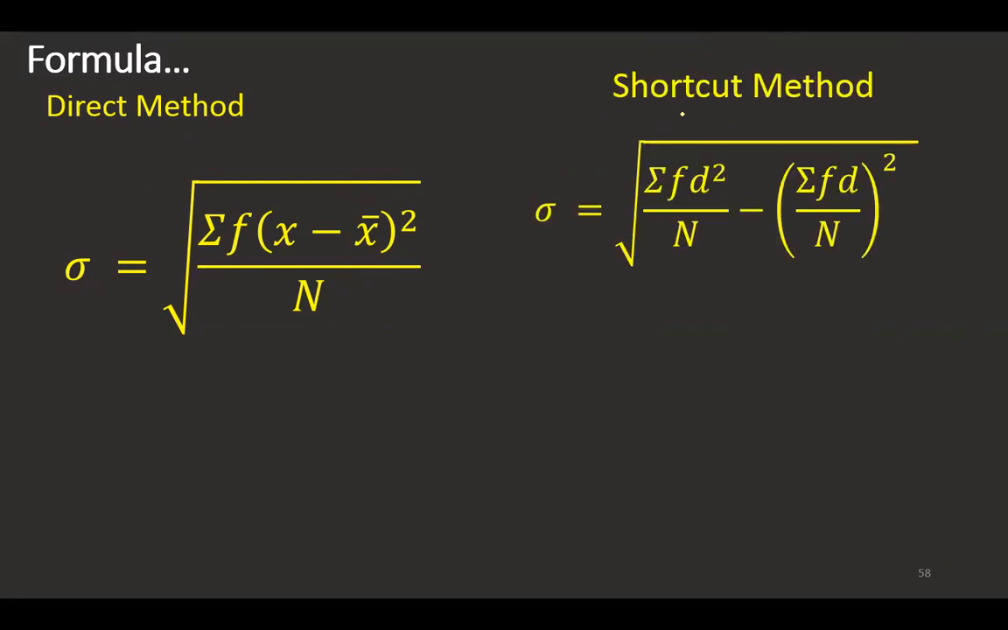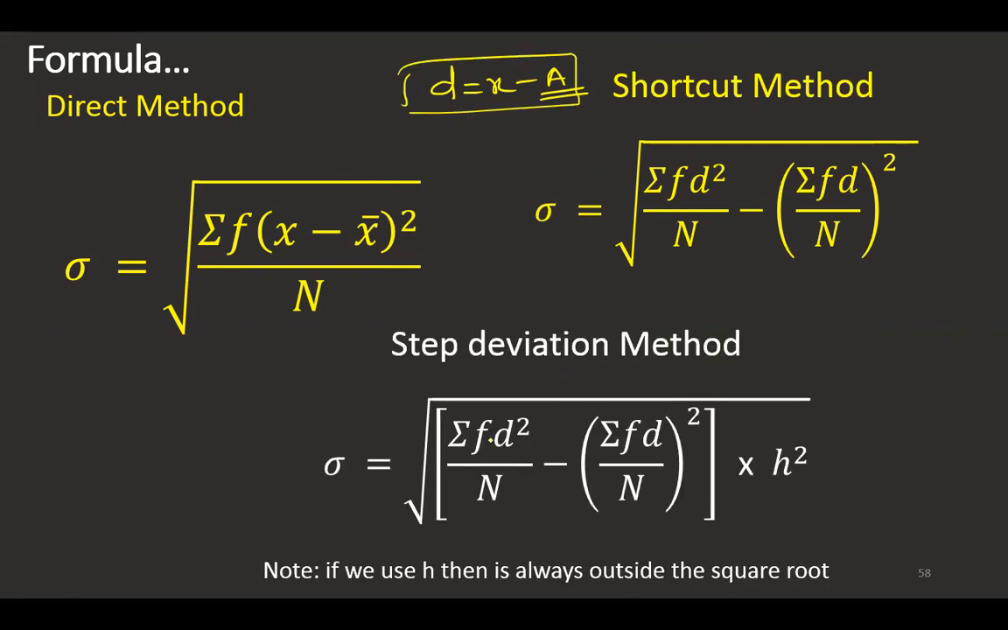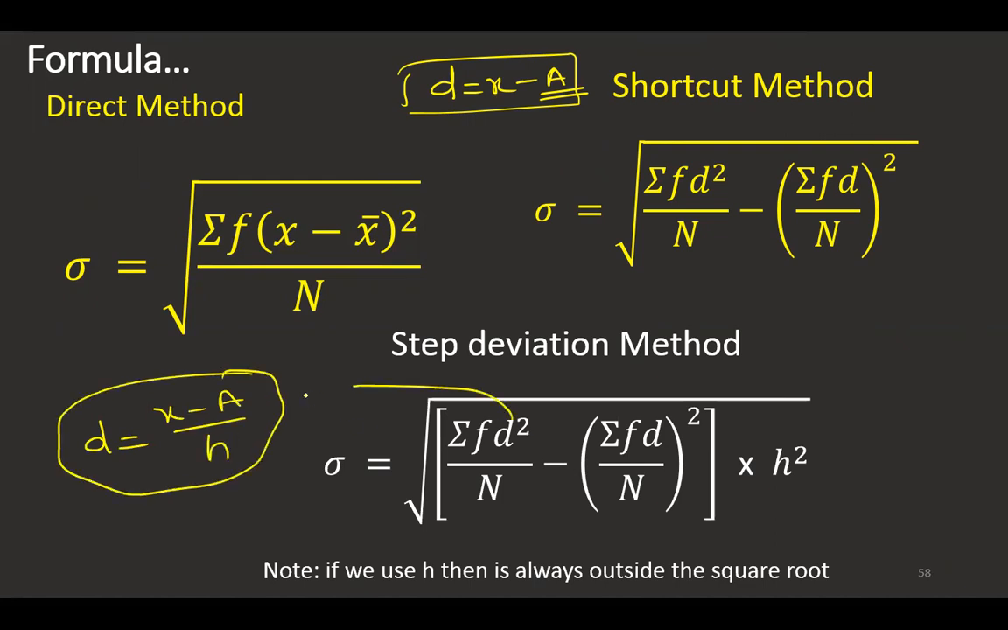Now this is the shortcut method, where d is nothing but x minus a, where a will be selected as an assumed mean here. That's what I'm going to do. Then a less popular method is the step deviation method, where your d here is x minus a, divided by h.